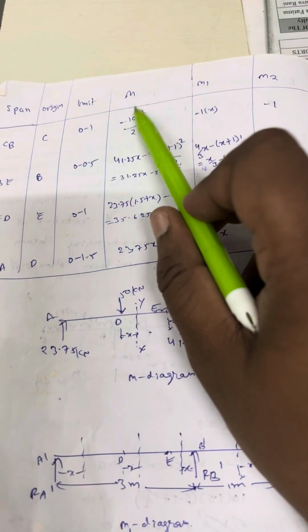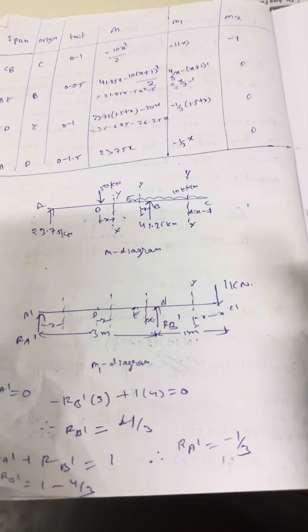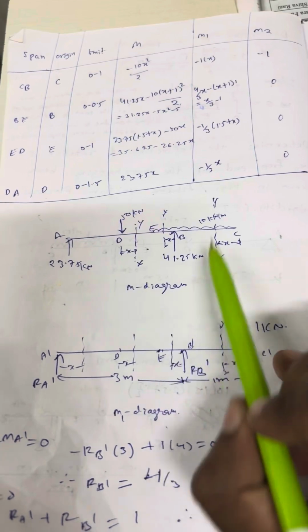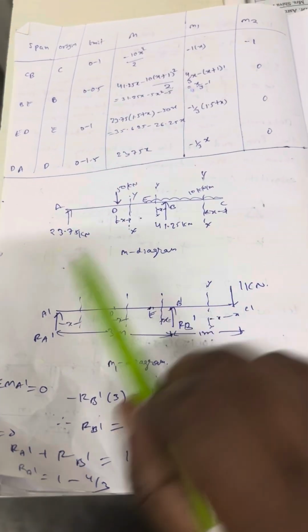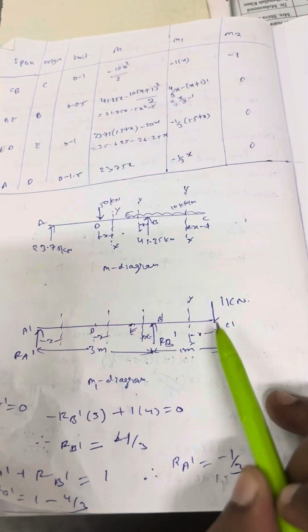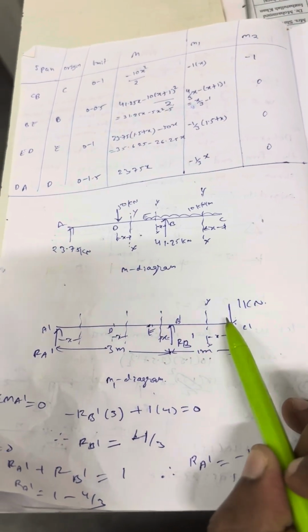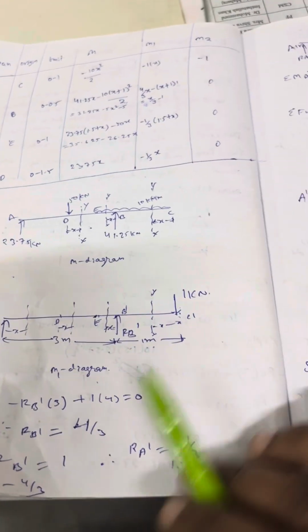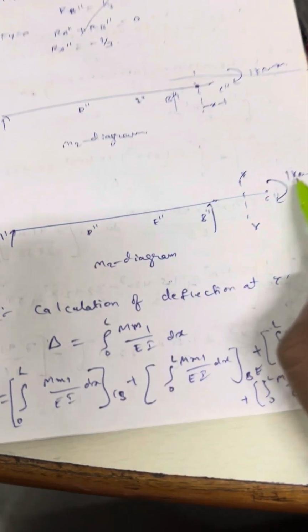Now what are these M, m1, m2 values? Here we need to take three diagrams: the M diagram, the M1 diagram, and the M2 diagram. What is the M diagram? This is the diagram given in the question. The M1 diagram is: remove all the loads and apply a unit load where the deflection is required. That is, at C you apply 1 kilonewton and remove all the loads. That is the M1 diagram. And remove all the loads and at C you apply 1 kilonewton meter. This is your M2 diagram.